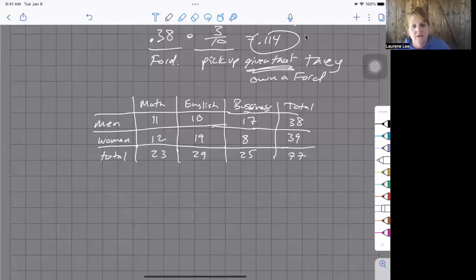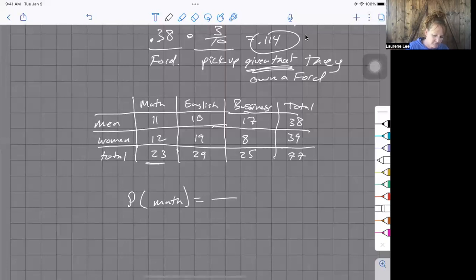Okay. Now I could say, what's the probability that I pick somebody in math? This is a simple probability, just one event. This is not an and problem. This is like from section 3.1. So I'd go, okay, math, how many people are in math total? That's going to be 23 over how many people we're looking at. This total, 77. That's our complete total people. All right, so that's how the chart works.